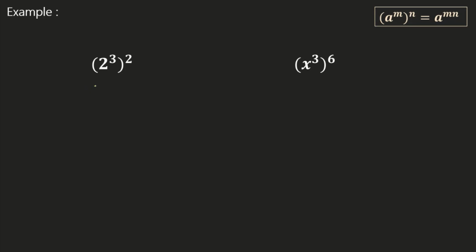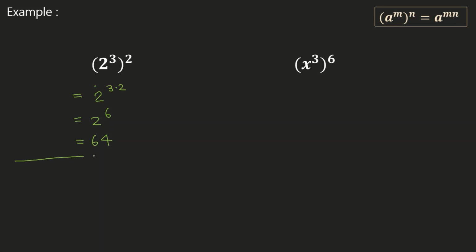Let's look at the numbered example on the left first. What we have is 2 to the third, this whole thing, raised to the second power. So if we use the exponent of exponent property rule right here, this can be equivalently rewritten as 2 to the power of 3 times 2. And this is 2 to the power of 6, which is 64.